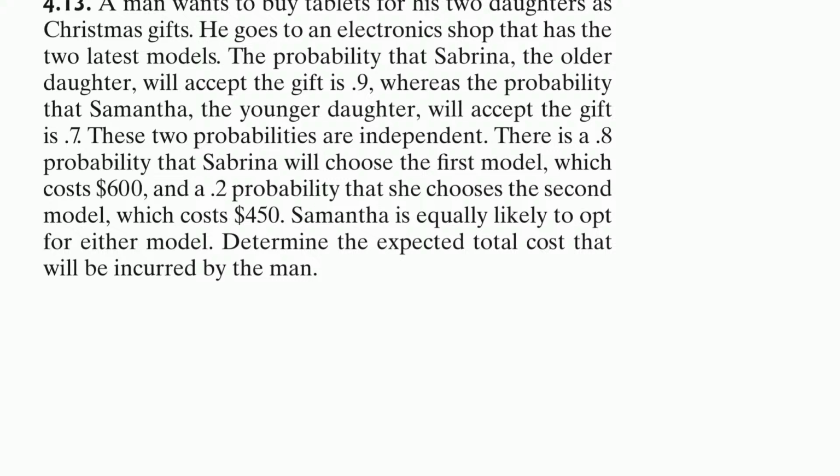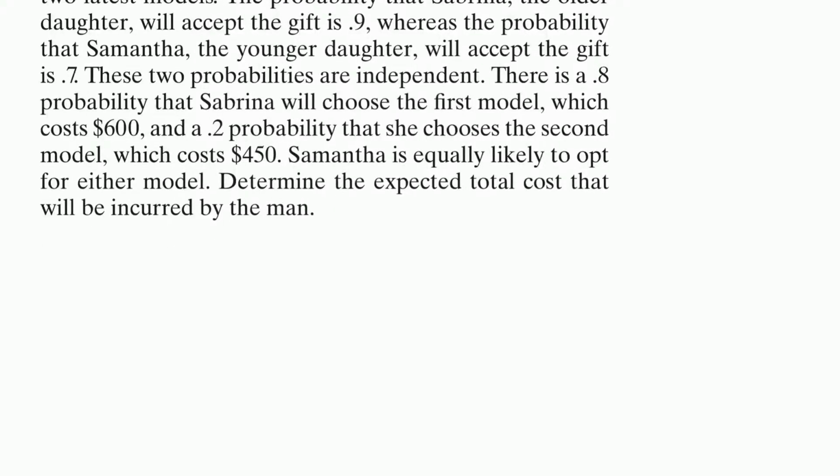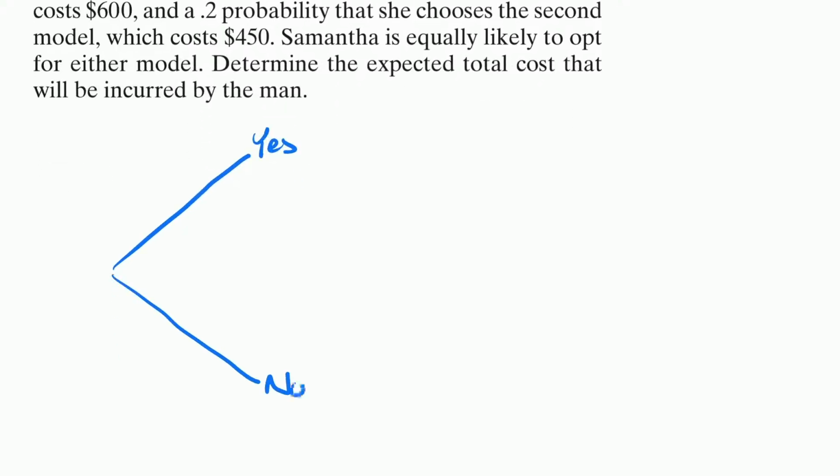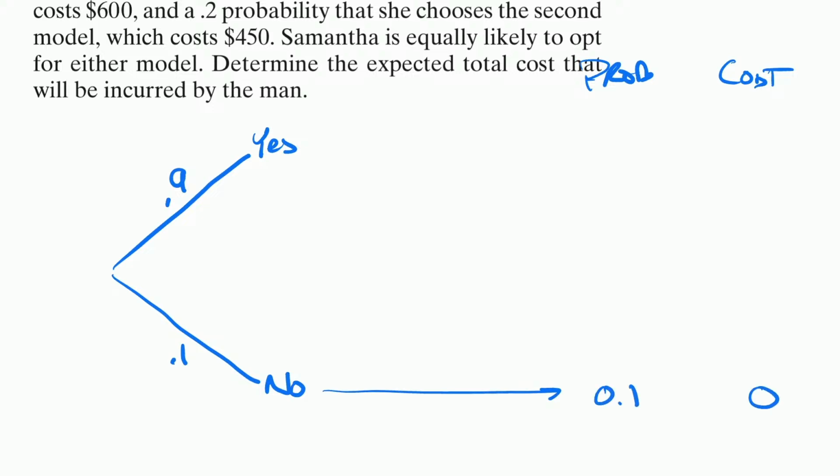So let's just deal with Sabrina, the older daughter apparently, and there is a 0.9 chance that Sabrina wants a tablet, so yes. And then of course this guy is probably thinking, no, please say no. So there's a 0.1 chance that Sabrina does not want the tablet. So there are the two options. Now, of course, if it's a no, then the cost is zero. So this is a 0.1 chance that the cost is nothing. So here's the cost. Well, let's do probability first. We'll do the probability, and then we'll put the cost next to it. So there's a 0.1 chance that the cost will be nothing.